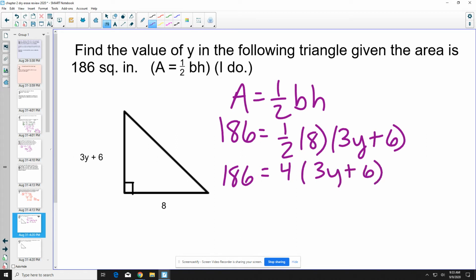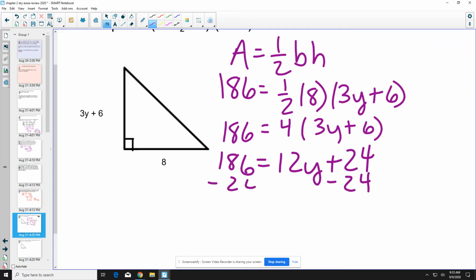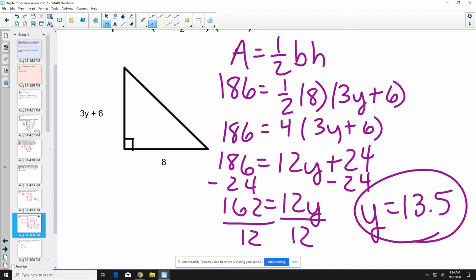Then I'm going to use the distributive property and take 4 times 3y to get 12y, and 4 times 6 to get 24. Now I'm just solving, so I'm going to take away 24. That looks like it'll give me 162 equals 12y. Then I'm dividing both sides by 12. So I'm taking 162 and dividing by 12. When I do that, it looks like I get 13.5. So y is equal to 13.5.